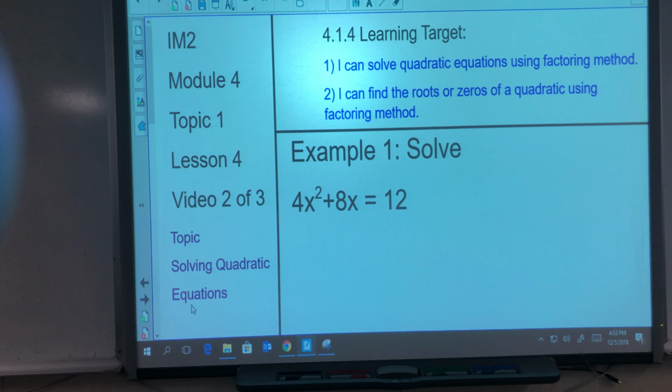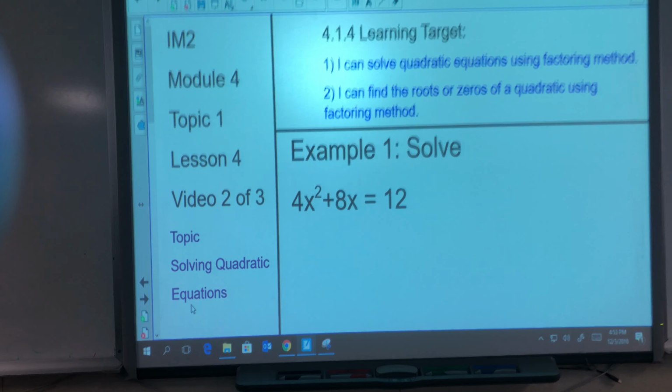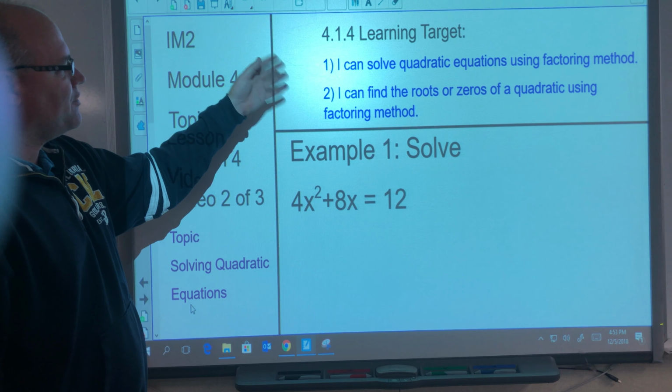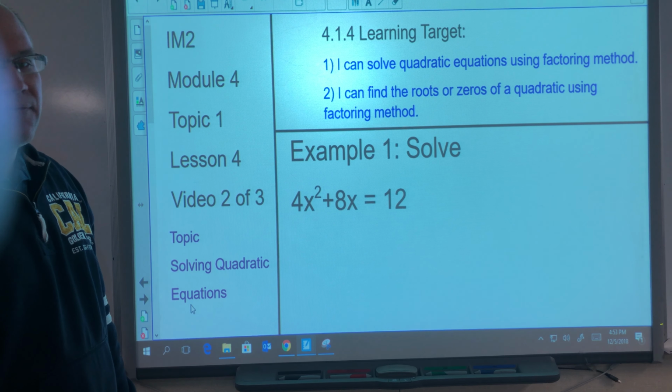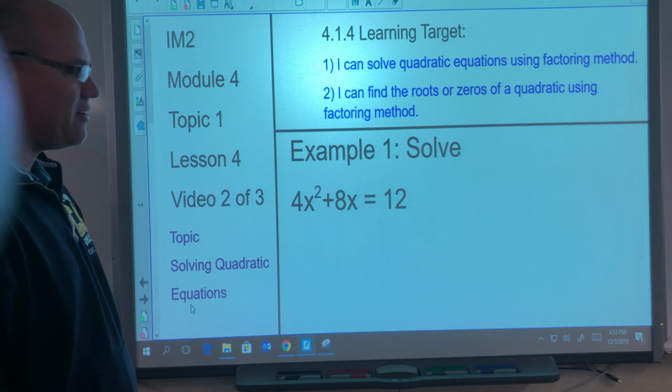These are your Integrated Math 2, Module 4, Topic 1, Lesson 4 notes. This is video 2 of 3 for this section, in section 4.1.4. Our learning targets are: I can solve quadratic equations using the factoring method, and I can find the roots or the zeros of a quadratic using the factoring method.